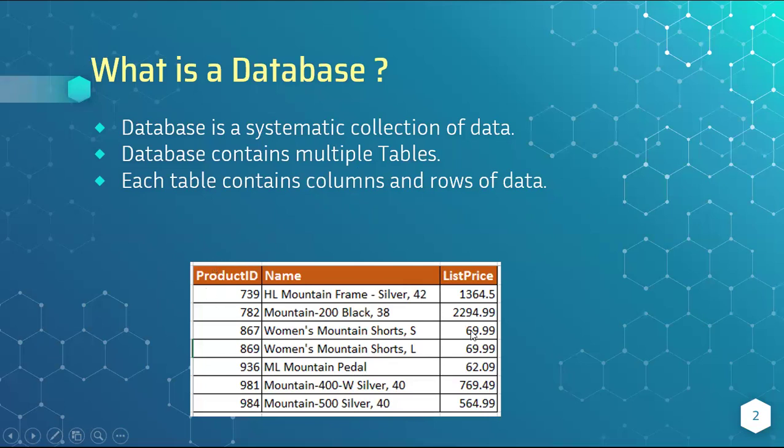I have given a product table example here. In this product table, how many rows do we have? How many columns? 3 columns and 7 rows.